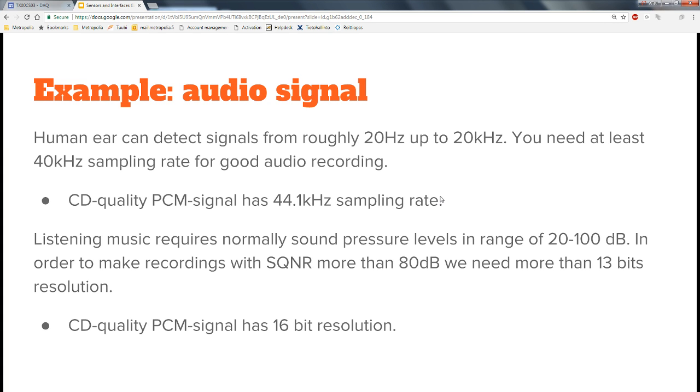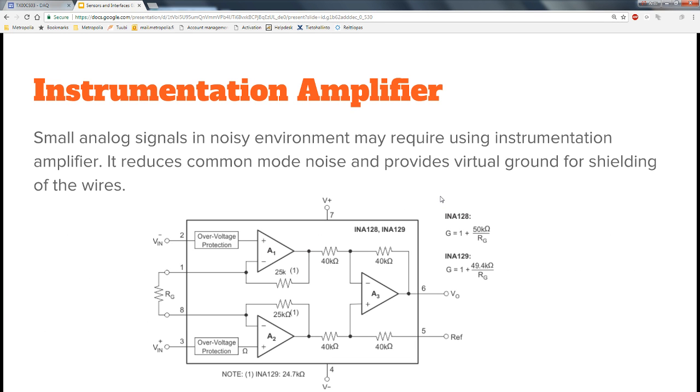So, historical reasons, CD quality PCM signal, and actually, of course, the sampling rate and that resolution were also a compromise to fit one full long play album on a CD, the original CD. That's about the sampling.